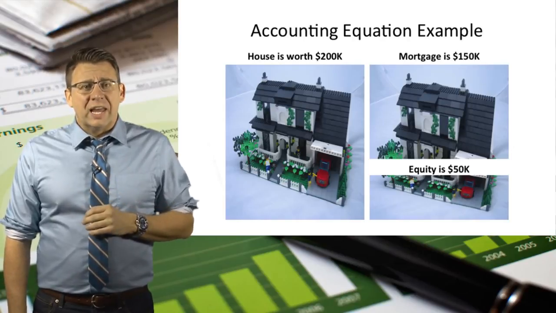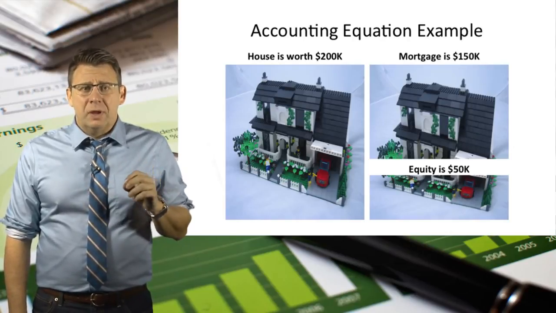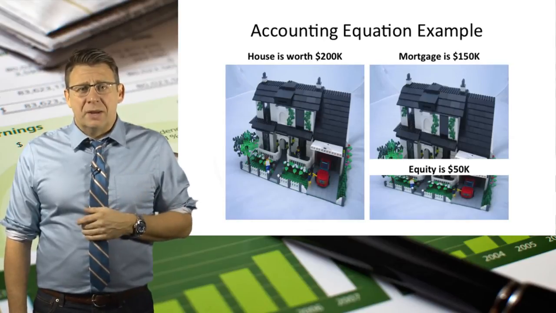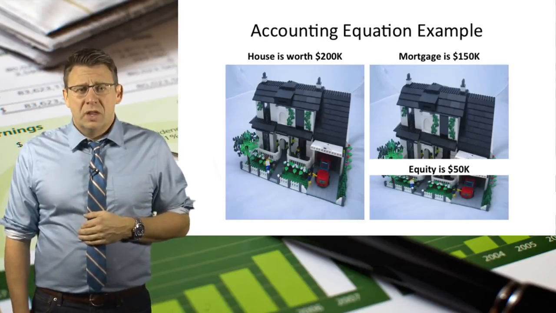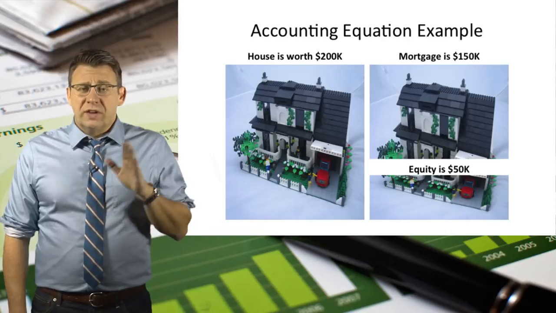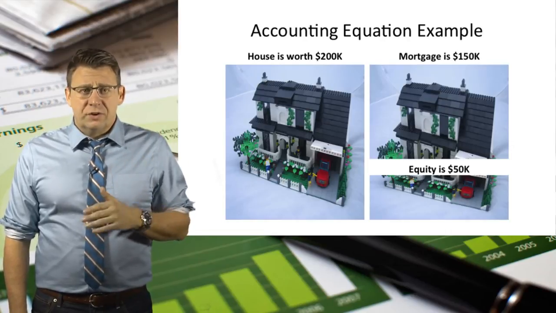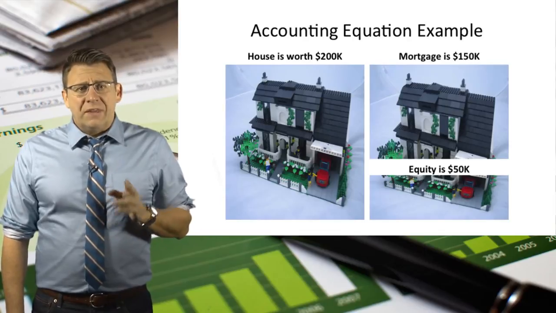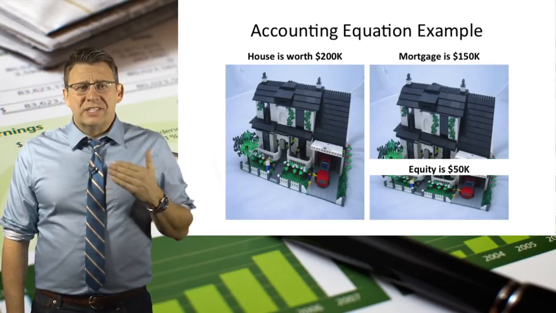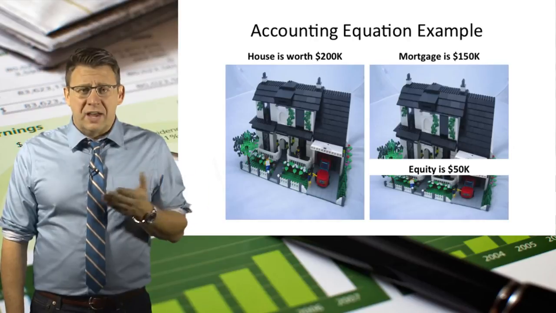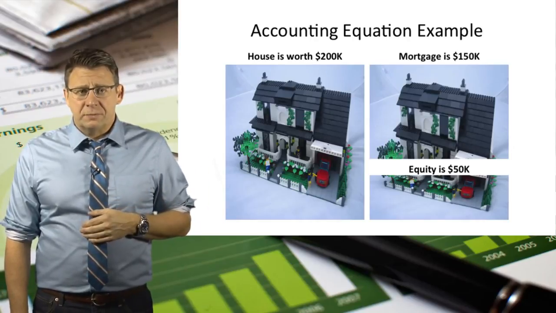A mortgage is a liability because it's a claim against the asset from an outside party, which in this case is a bank. So it's important to note that a house or a home and a home mortgage are two different things. At this point, the accounting equation is not in balance because $200,000 does not equal $150,000.